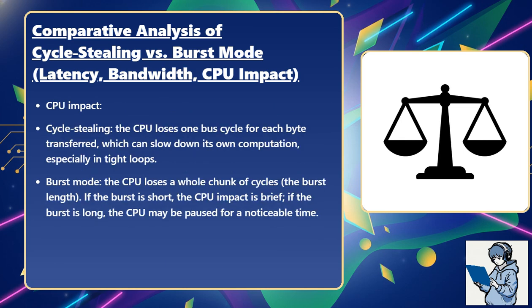CPU impact. Cycle stealing: the CPU loses one bus cycle for each byte transferred, which can slow down its own computation, especially in tight loops. Burst mode: the CPU loses a whole chunk of cycles, the burst length. If the burst is short, the CPU impact is brief. If the burst is long, the CPU may be paused for a noticeable time.